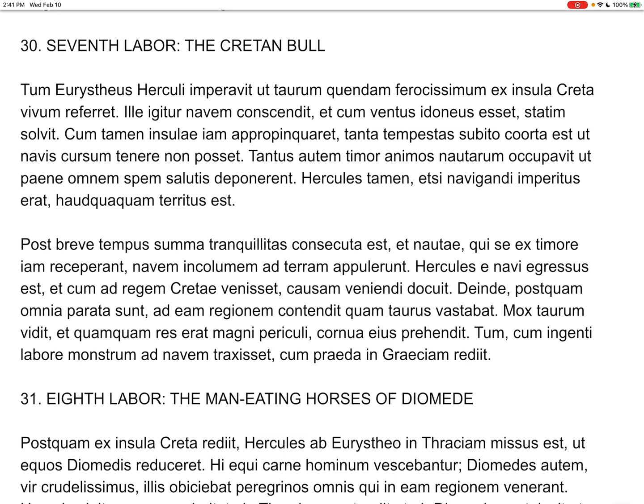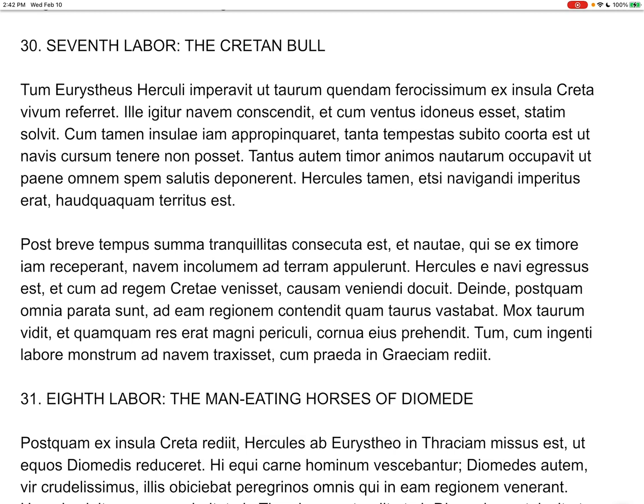So, such a great fear occupied the minds of the sailors, however, ut, that, paene omnem spem salutis deponerent, that they put aside or got rid of, deponerent, almost all hope of salvation, almost all hope of safety. So the paene is the almost, omnem spem, all hope, salutis. Now, salus salutis can mean several things. It can mean greeting, or it can mean health or safety, or in maybe a certain context, salvation in the sense of saving somebody from harm.